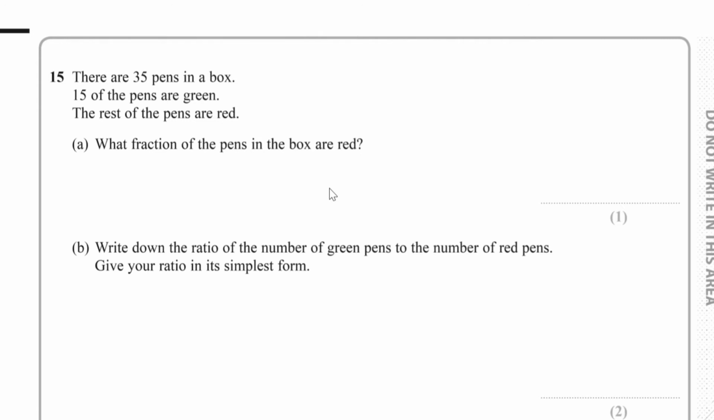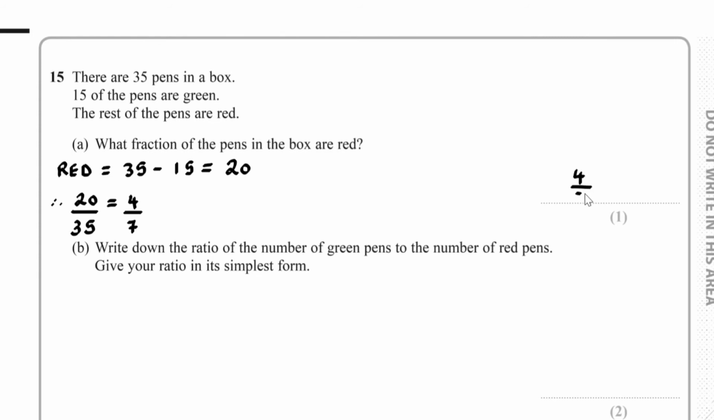Question number 15. There are 35 pens in a box. 15 of the pens are green. The rest of the pens are red. What fraction of the pens in the box are red? Well, the number of red pens, well, we've got 35 pens in total. 15 of them are green, so the rest are red. So we have 20 red pens, and therefore for the fraction we have 20 out of 35, and this is equal to 4/7.